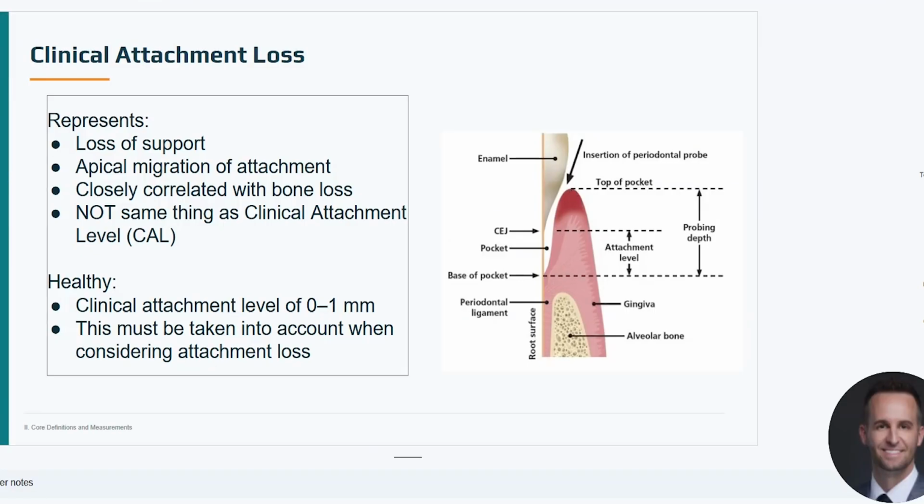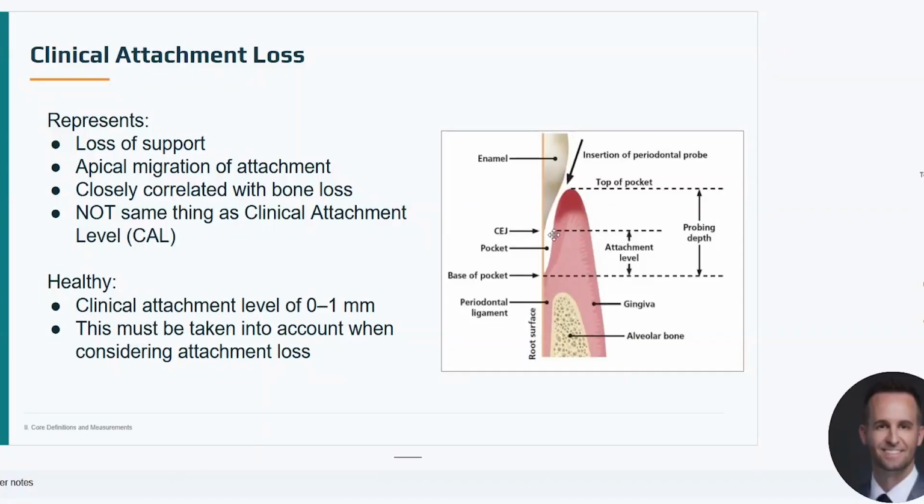So when this apically migrates, in this case, there's been some loss because ideally this gum tissue started here right at the CEJ, and now it has migrated down, which means there has been clinical attachment loss. If it never migrated down and it was still attached here, the clinical attachment level would be at the CEJ, but there would be no attachment loss, presumably.